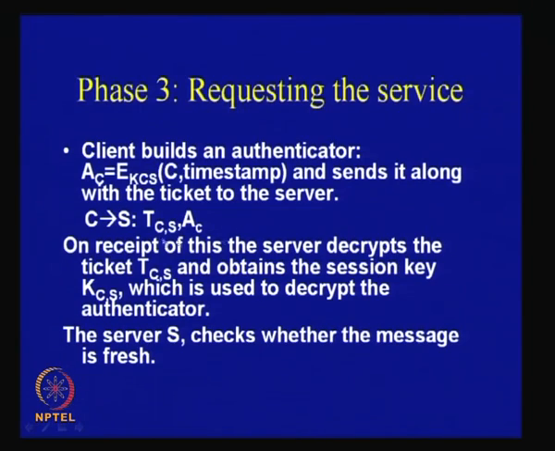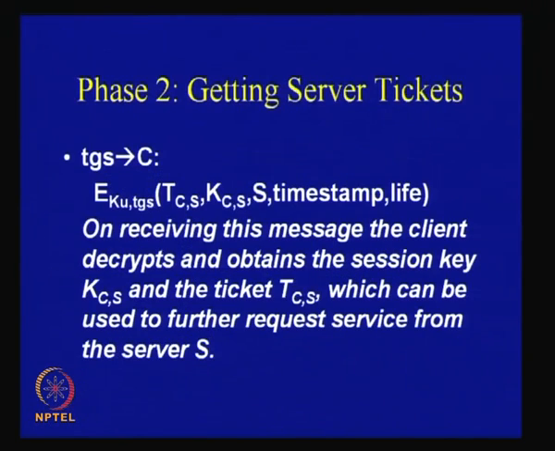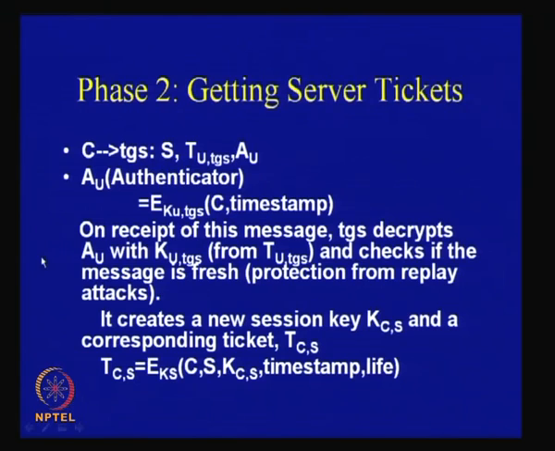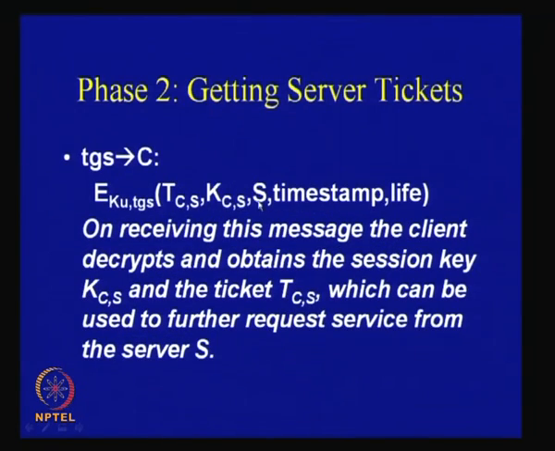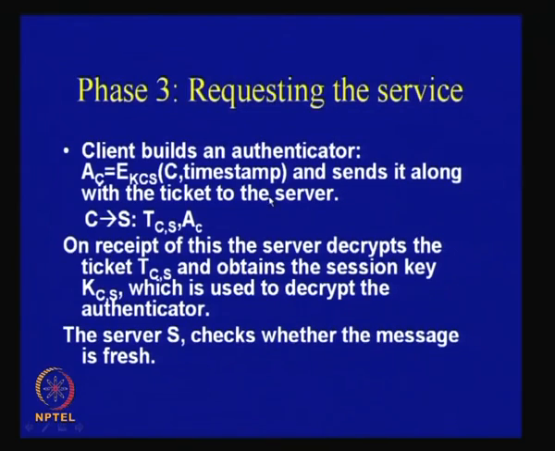So on receipt of this, the server decrypts the ticket TC,S and obtains the session key KC,S, which is used to decrypt the authenticator. The server S checks whether the message is fresh or not, right? The server S can check this because the ticket has a timestamp, and the authenticator also has a timestamp. So you can immediately understand that the server S will check whether the message is fresh or not, because it can compare these two things and see the life of the ticket. So the timestamp and the life are used to check that it is indeed a fresh message and prevent replay kinds of attacks, right?